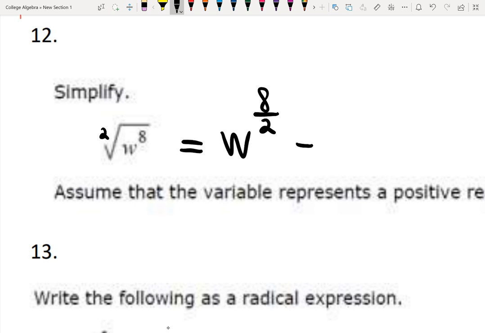And now I can simplify it. 8 over 2 is 4. So actually we're working with w to the 4. That's what is happening here. Very interesting. There is one more way to see it.